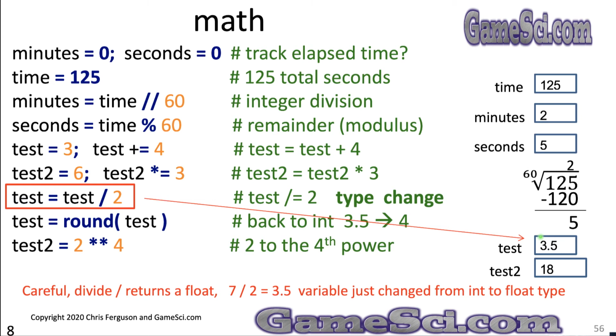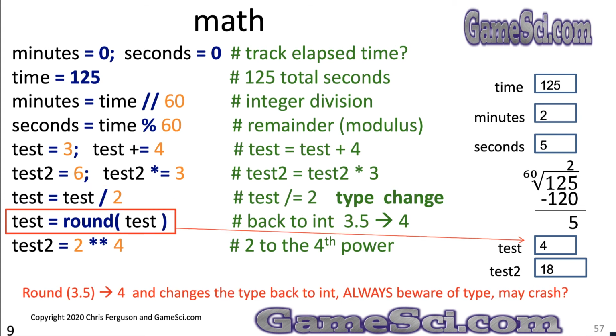When you do normal division, the result is always a floating point number. That's why we have two different division symbols. With 2 slashes, you're doing integer division and your result would be an integer. With a single slash, you're doing normal floating point division and your result is going to be a floating point value.